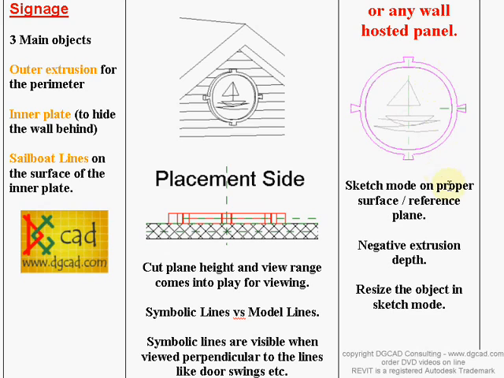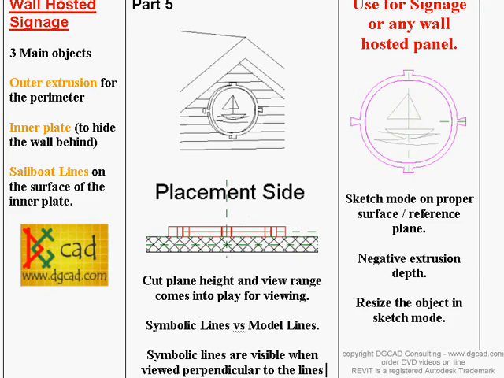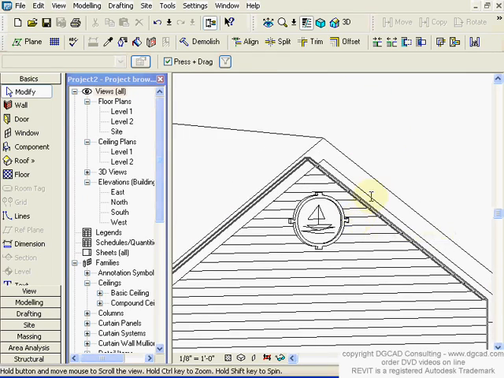We are going to go into sketch mode, and we have to be on the proper surface and reference plane when we do that, and we have a negative extrusion in this case because the extrusion is coming towards us instead of away from us. If you want to make one that's a different size, you would go into sketch mode, take the individual extrusions, and resize them. There's no automatic resize of this. If you want to resize it, you'll have to do a save as. Okay, so let's have a look over in our Revit here.